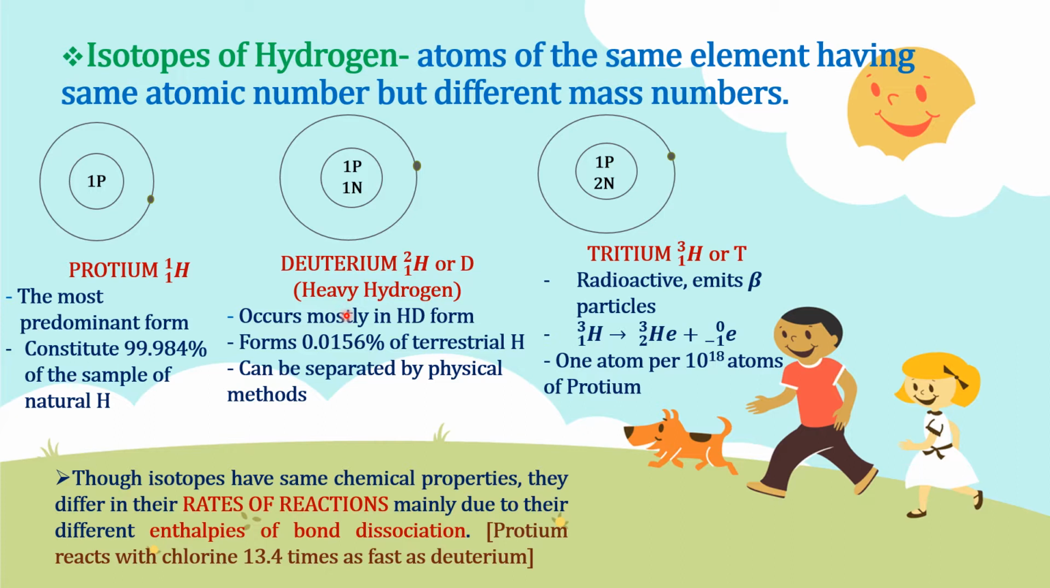So when the bond dissociation enthalpy is more, the energy that has to be supplied to break the bonds is more. It is going to be less reactive. So protium will be more reactive than deuterium, and in fact, if you look at the data, protium reacts with chlorine 13.4 times faster than deuterium. So this is important, but there is obviously a difference in the physical properties of the isotopes. Why? Because of their difference in mass. So the melting points, the boiling points, and density are the factors which are going to be different for the three isotopes.